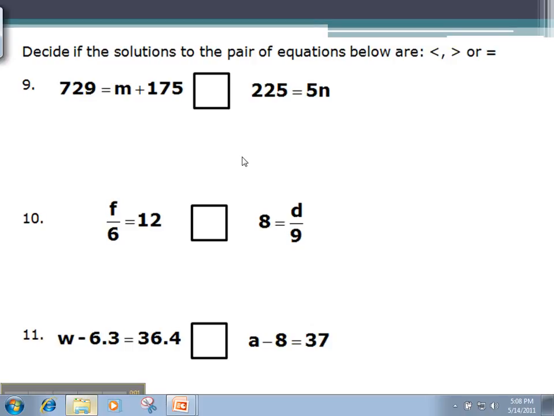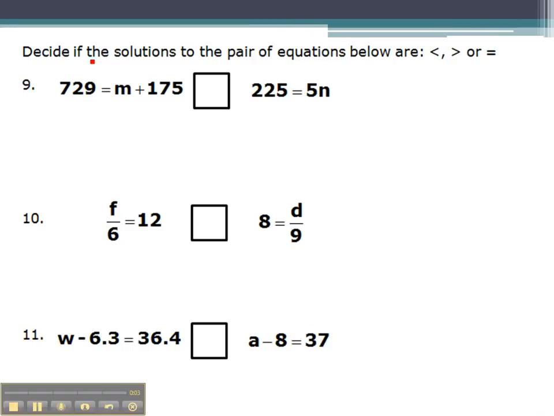The next few problems we need to decide if the solutions to the pair of equations below are less than, greater than, or equal to. So we'll find the value of the variables on either side and then compare them. Number 9, we're adding 175 to m, so we undo that addition with the inverse operation, which is subtraction. Do that on both sides.